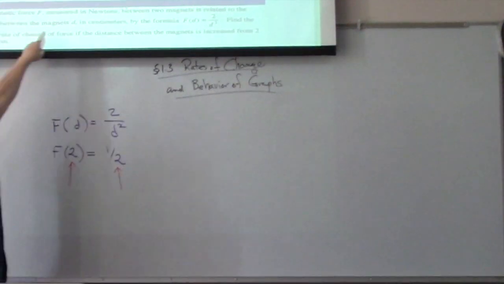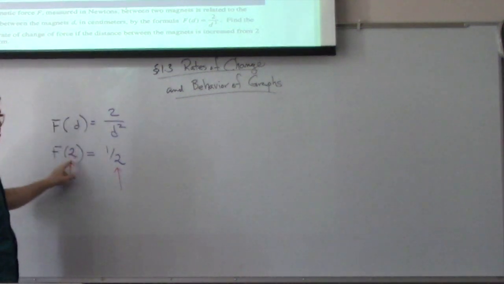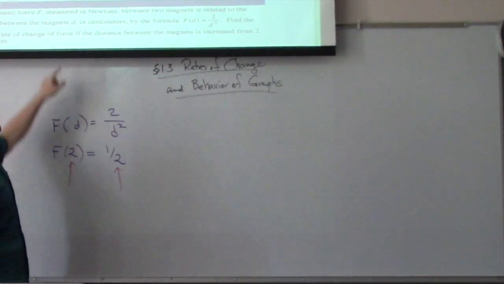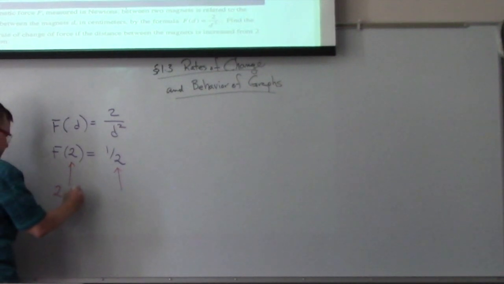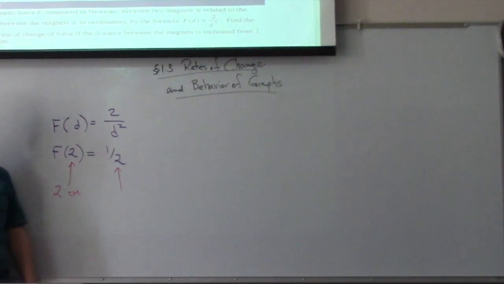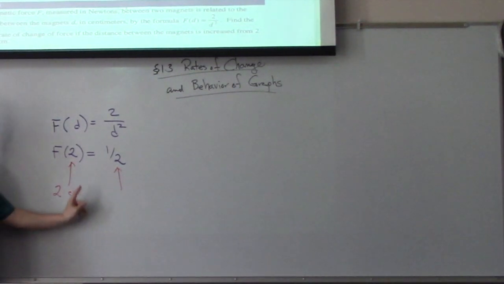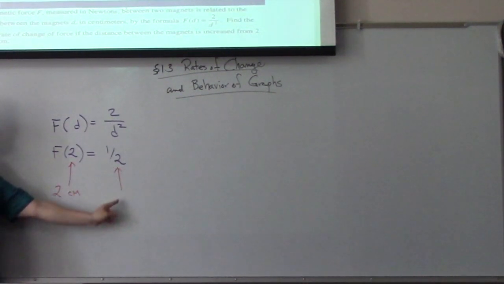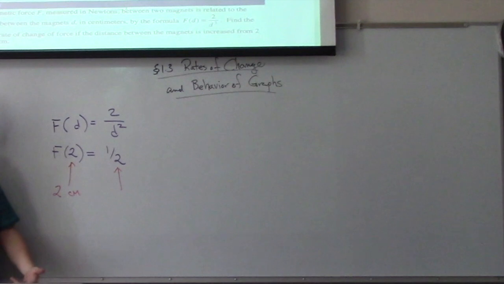This tells me that the magnetic force measured in newtons between two magnets is related to the distance between the magnets. So that 2 is actually the distance between the magnets in centimeters. On the exam next week, I want to believe that everybody's going to get a perfect score, but most of the time that doesn't happen. Some people are going to make the mistake of thinking that this is 1/2 of a centimeter instead of 2 centimeters. It's easy to get those mixed up, right?